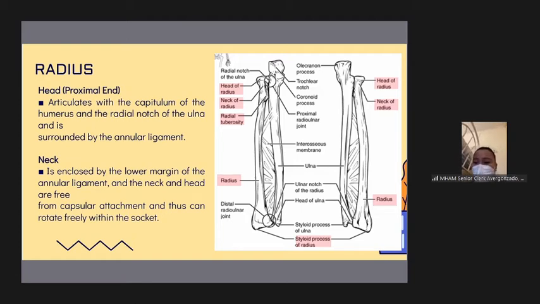So the areas of your radius: your head, which is found at the proximal end, articulates with the capitulum of the humerus and the radial notch of the ulna, and is surrounded by your annular ligament. And your neck, which is enclosed by the lower margin of the annular ligament. The neck and the head are free from capsular attachment and thus can rotate freely within the socket. Next slide, please.